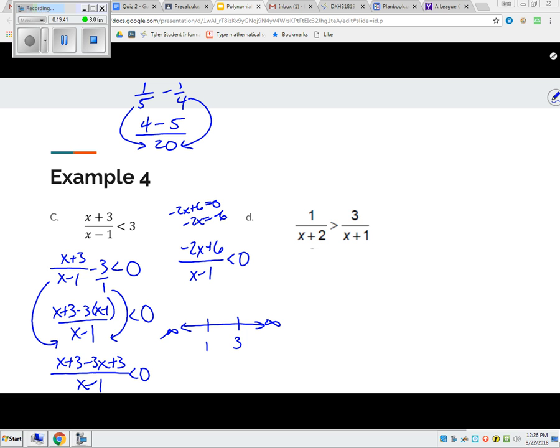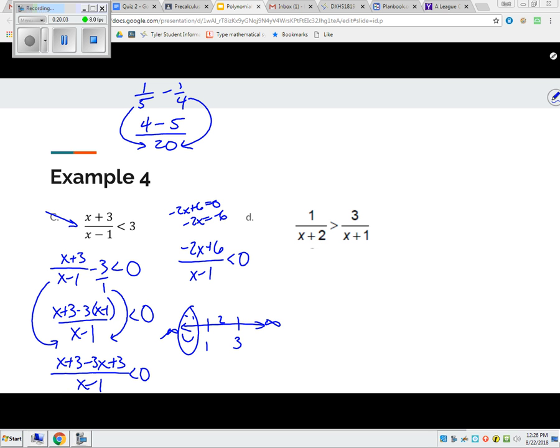So between negative infinity and 1, I'm going to plug in 0. I'm going to bring it all the way back right here to the beginning, just in case I goofed up my math somewhere, or I can't read my writing. So if I plug 0 into this, I get 3 over negative 1. That's negative 3. Negative 3 is less than 3. So I like this region. It's a good one.